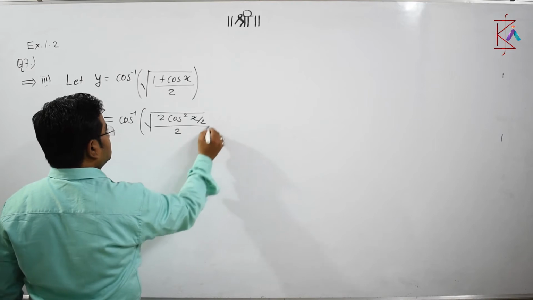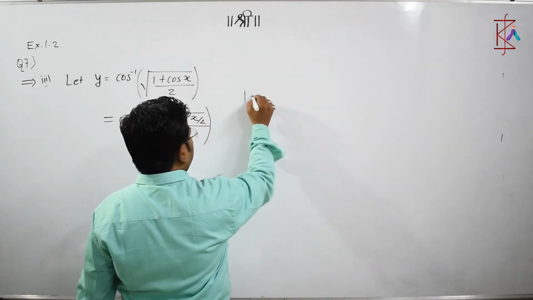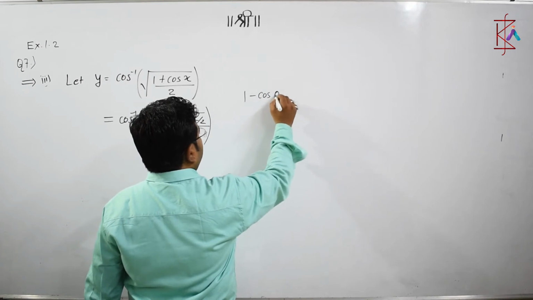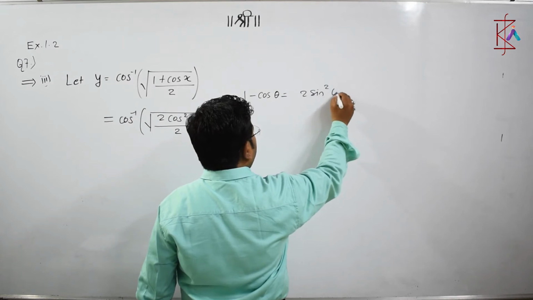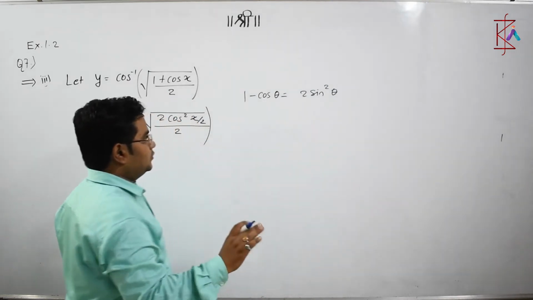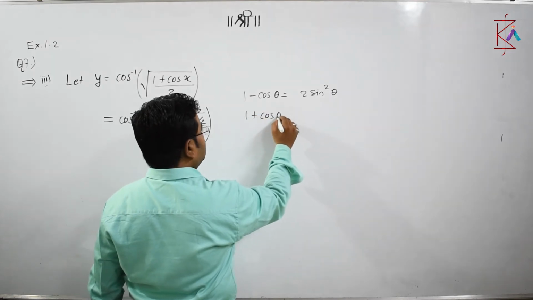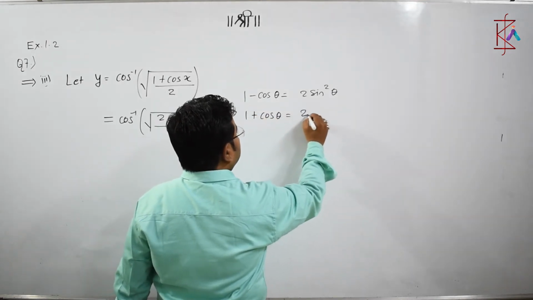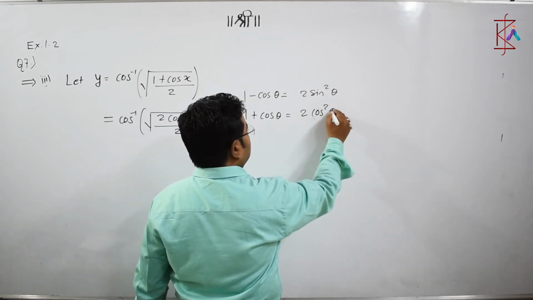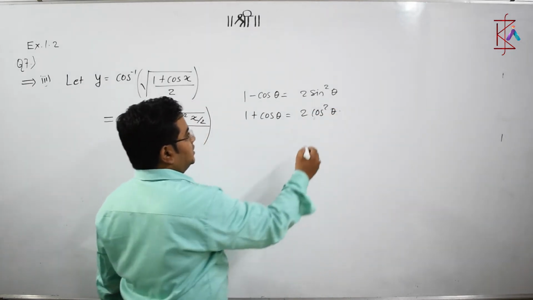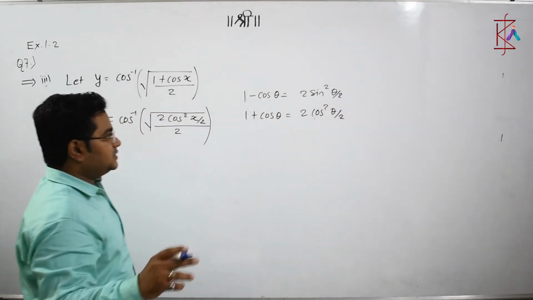divided by 2. Now how that formula you are generating, sir? No, I am not generating. So 1 minus cos theta is equal to 2 sin square theta by 2. Okay, most importantly. And another one, 1 plus cos theta is equal to 2 cos square theta by 2. Most important, I almost forgot. Now this is the case.